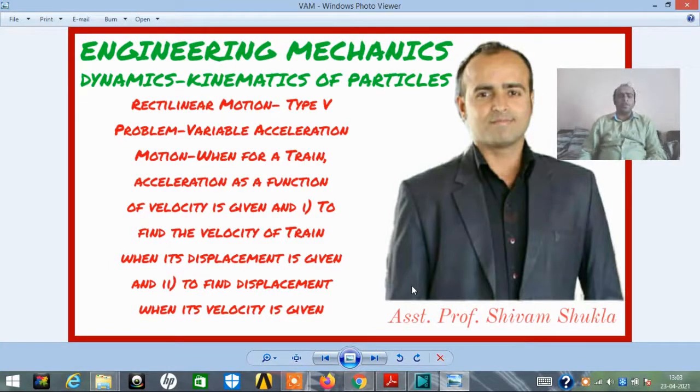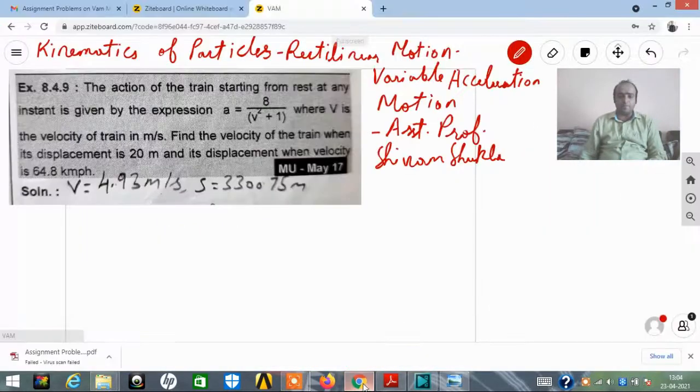This is Shivam Shukla and here I am again to solve a problem on dynamics, kinematics of particles. It's a problem on rectilinear motion type 5, that is on variable acceleration motion, that is VAM. When for a train acceleration as a function of V is given, we are supposed to find the velocity of the train when its displacement is given, and to find the displacement when its velocity is given. Let us see the question statement.